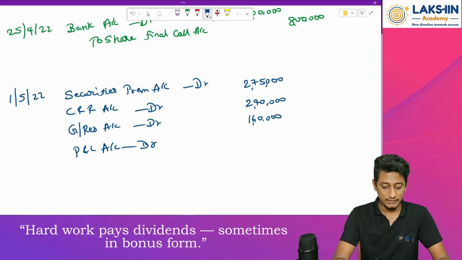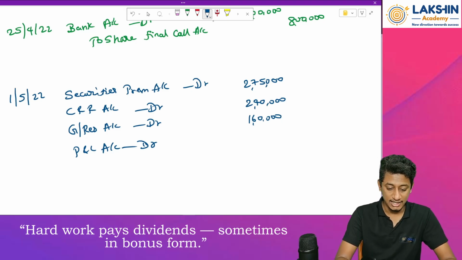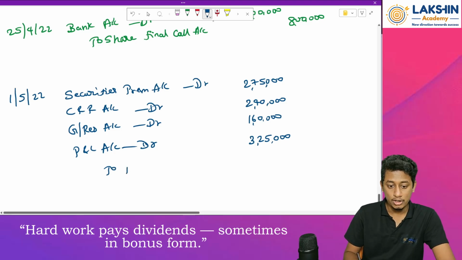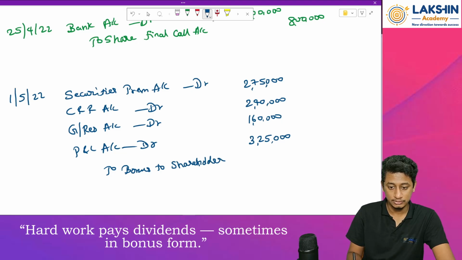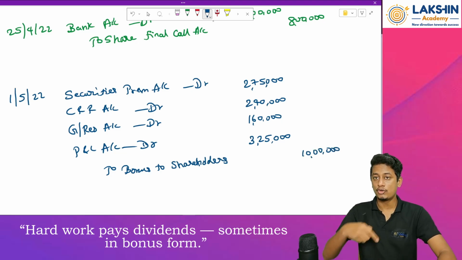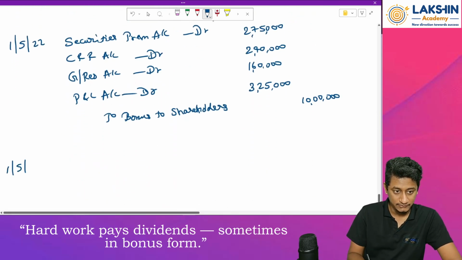So 2,75,000 plus 2,40,000 plus 1,60,000 equals 6,75,000. Minus 10 lakhs, because 10 lakh was required, so 3,25,000 to bonus to shareholders. How much? 10 lakh. Now I need to give it back to the shareholders, right? So on what date? On the same date again, 1/5/22.